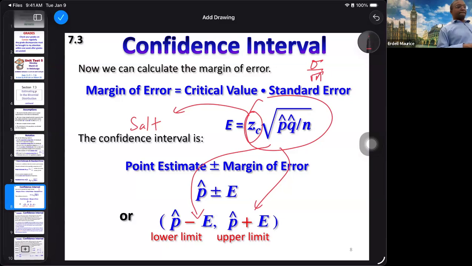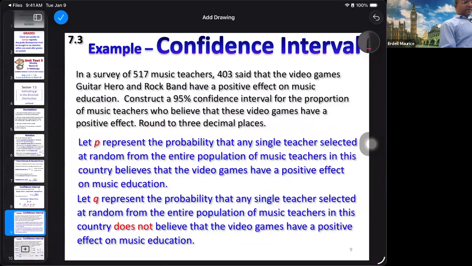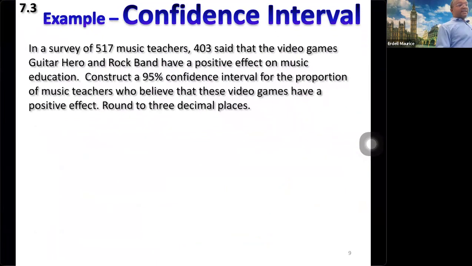Questions there? All right, so let's walk ourselves through an example. Hopefully that will help clarify things. In a survey of 517 music teachers, 403 said that the video games Guitar Hero and Rock Band have a positive effect on music education. You guys remember Guitar Hero? Construct a 95% confidence interval for the proportion of music teachers who believe that these video games have a positive effect. Round your lower and upper limits to 3 decimal places.